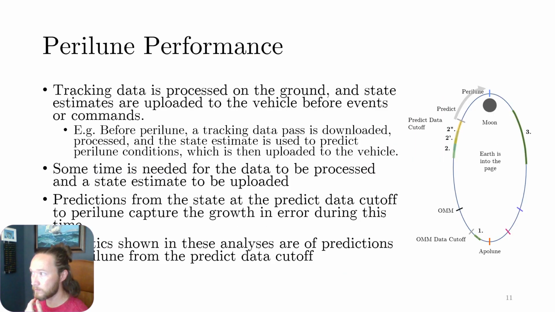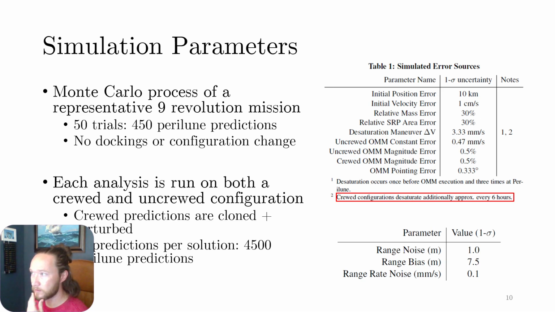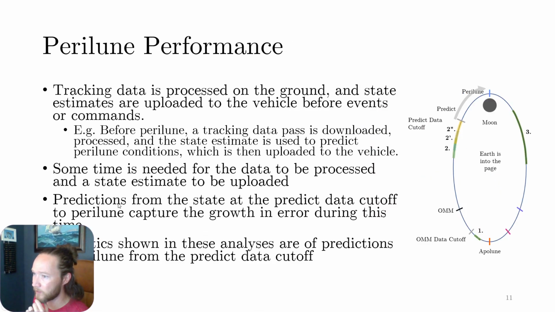So the first, what were we looking at here? Okay. So this is just going back over everything that I've said to this point, which is that we're looking at the Perilune performance, the prediction, the time needed to process the data and re-upload it, and so we're trying to capture the behavior in this time.